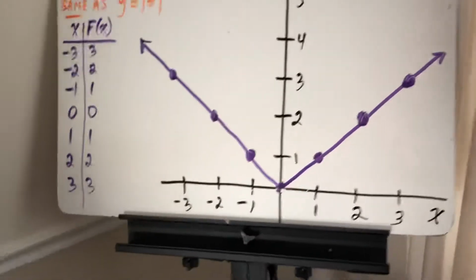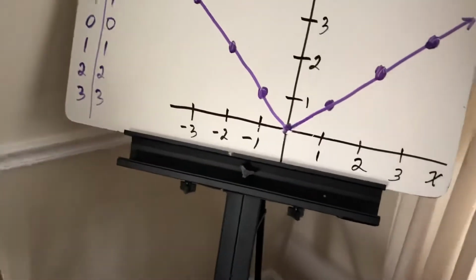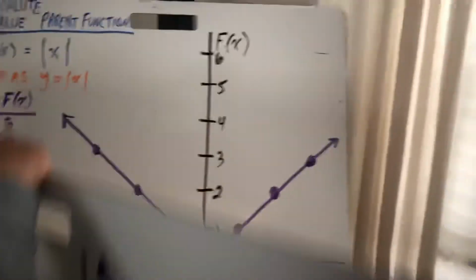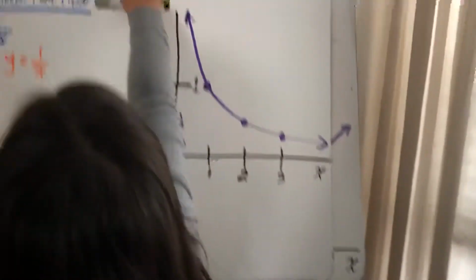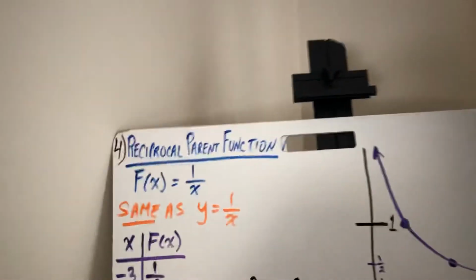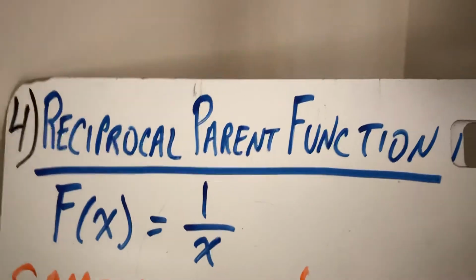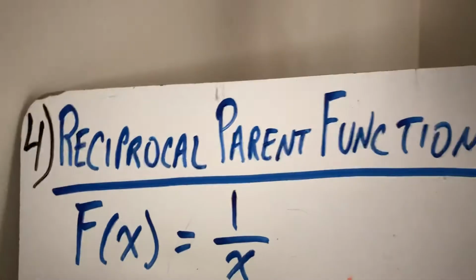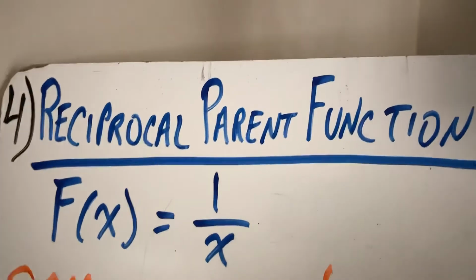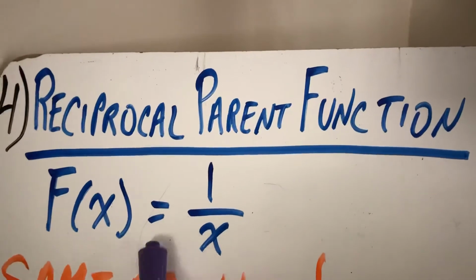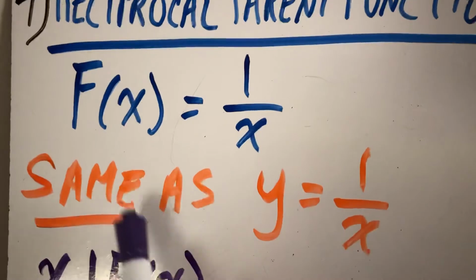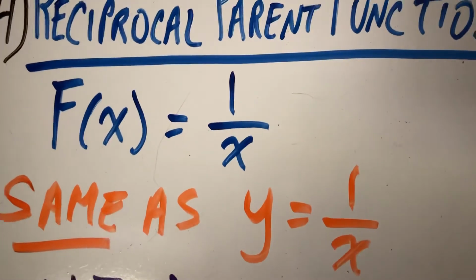I'm going to show you one more. And this one is called the reciprocal parent function. The reciprocal parent function is where you flip it, right? Or 1 over the number. This is the same as y equals 1 over the number.